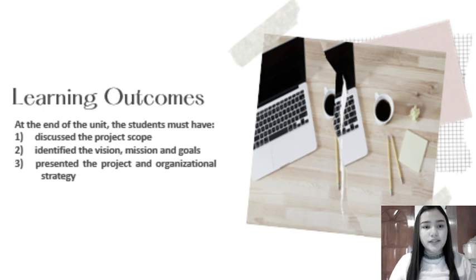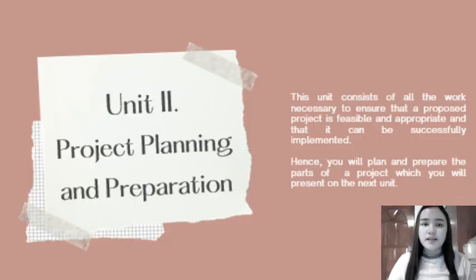At the end of the unit, the students must have discussed the project scope, identified the vision, mission, and goals, and presented the project and organizational strategy. Please take note that this unit consists of all the work necessary to ensure that a proposed project is feasible and appropriate and that it can be successfully implemented. Hence, you will plan and prepare the parts of a project which you will present in the next unit.